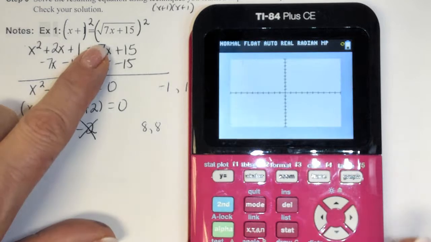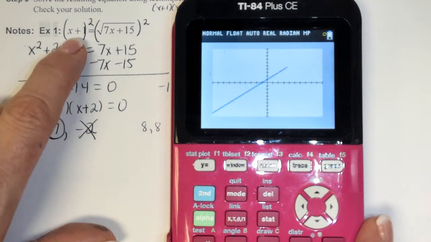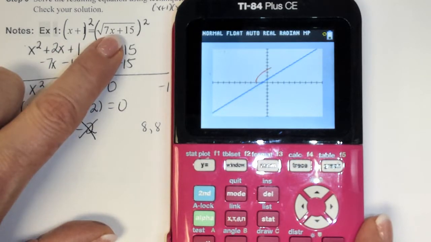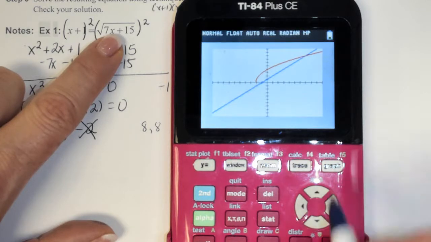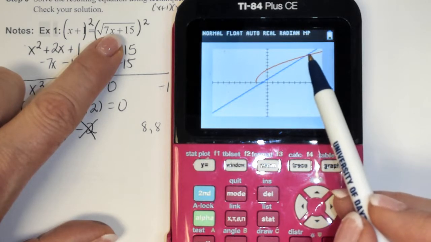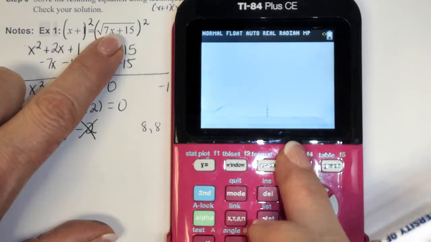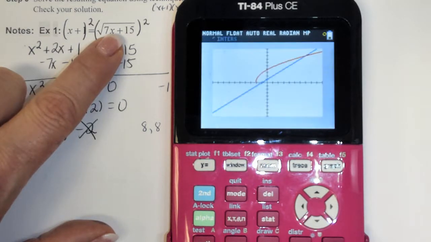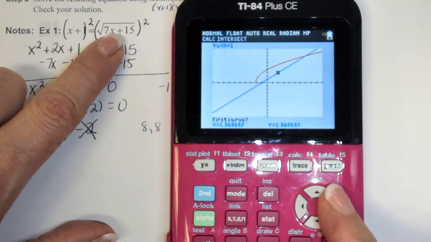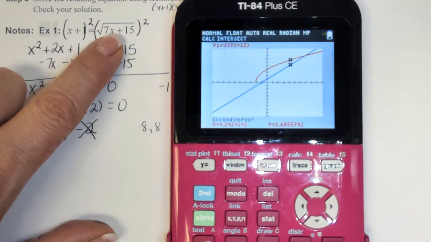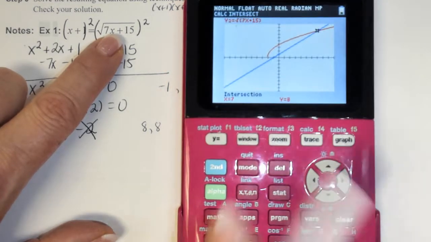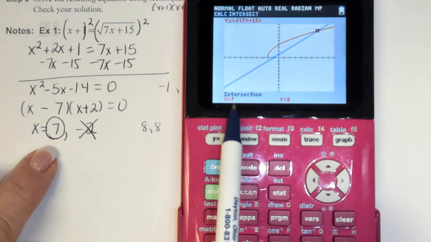Well, we could always graph it. Here's the linear function, and then we're going to see the square root function. Can you see how there's only one solution right there? And if I wanted to check it, I could find that one solution. Just get up there kind of close to it. Doesn't even have to be that close. Hit enter 3 times, and it tells me the solution is 7.